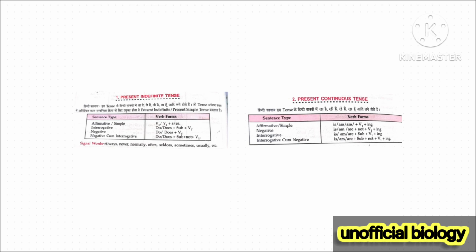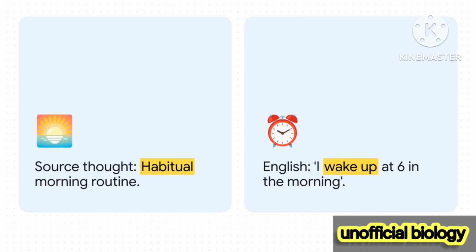Contrast that with the present continuous rule. Sentences ending in raha hai or rahe hai demand that helper verb, is, am, or are attached right to an ing action verb. To put that into perspective, let's say you're describing a daily habit, like waking up at 6. Your native thought likely ends in that habitual ta hai sound. That tells us instantly that we are in the simple present state. Because of that, we just grab the simple base verb wake, and we get I wake up at 6 in the morning. Notice there's no am, no ing. It's just the subject and V1, simple and clean.